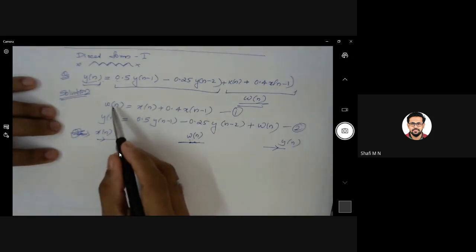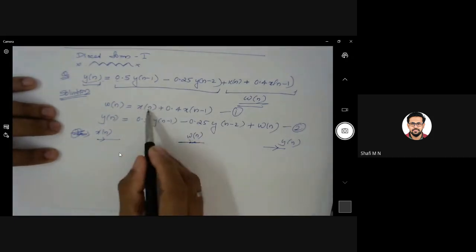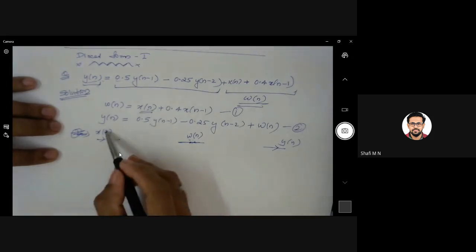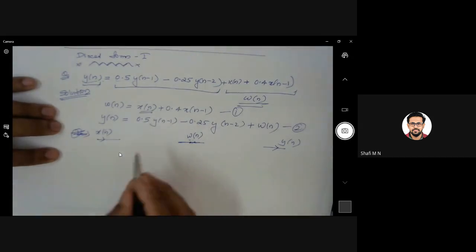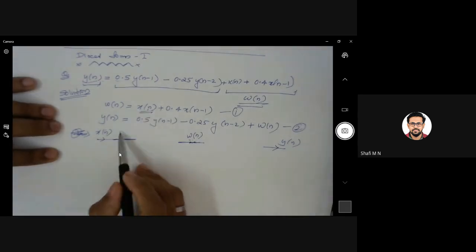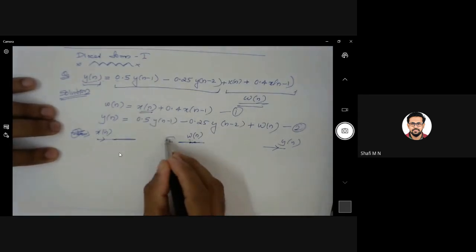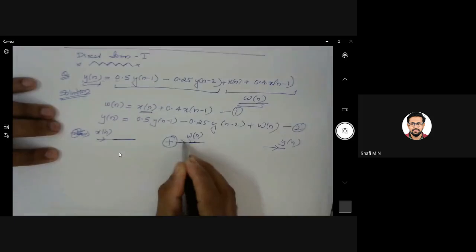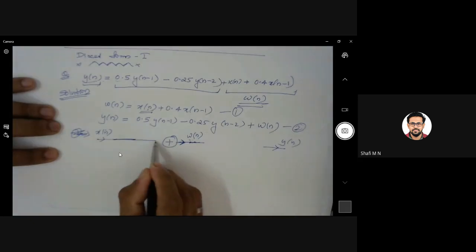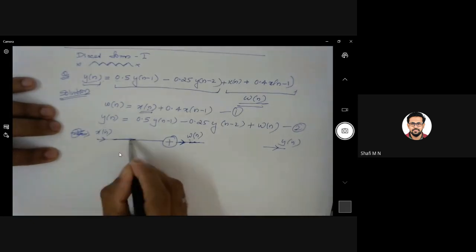What is w of n? It's the addition of two things. What is the first thing? x of n. x of n is directly available over here, right? Then what is the second thing you want? We have to add. Let me draw a summing block first. This output is w of n. So w of n is x of n plus. I am giving x of n directly.